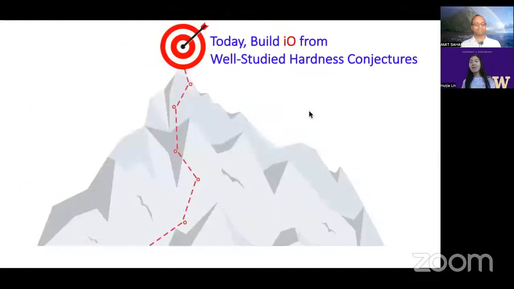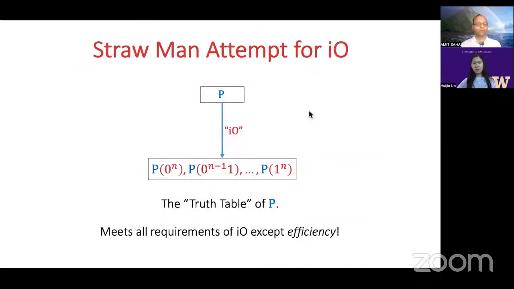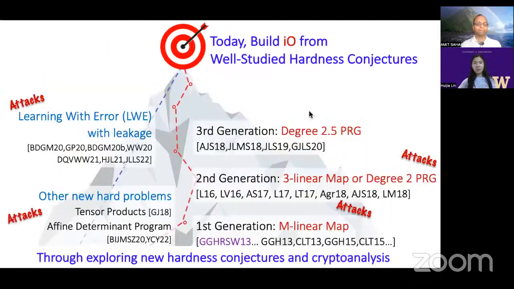So today, our goal is to build I/O from well-studied hardness conjectures. And in fact, starting from the first candidate proposal in 2013, there have been dozens of constructions using different approaches towards I/O. And up until recently, all those different proposals somehow relied, one way or the other, on newly conjectured hardness. And unfortunately, through subsequent cryptanalysis, many attacks have surfaced.